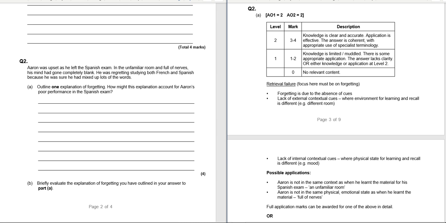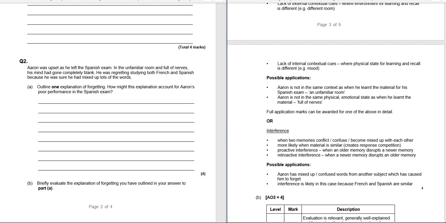And again, the best route there, I would say, is to say this is supported by research by Godden and Baddeley. Or this is demonstrated by, you could use interference. Now, I would imagine that nobody's used this, but if you have, I'll just go through the mark scheme to show how you could explain this.